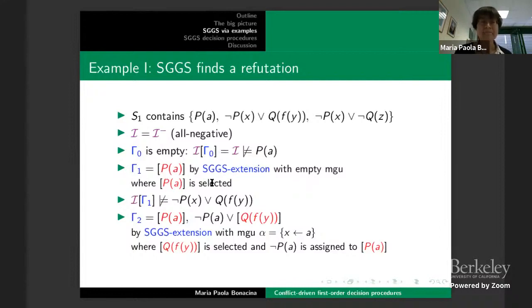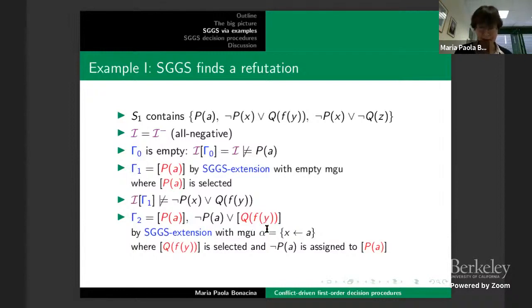Now, with gamma 1, we have an interpretation which satisfies all the negative literals except P(a). Clearly, such an interpretation is not a model for not P(x) or Q(f(y)), because it is sufficient to instantiate x with a to get instances that are not satisfied in this interpretation. So we add this instance, not P(a) or Q(f(y)), to the trail with another SDGs extension step, which is generated by unifying not P(x) with the selected P(a) so that x gets a.